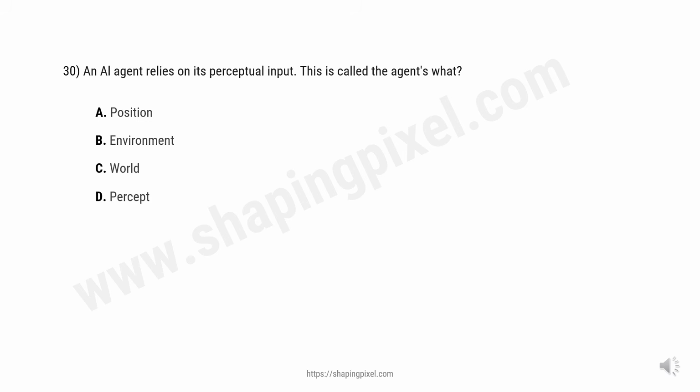Question number 30. An AI agent relies on its perceptual input. This is called the agent's what? Option A, position. Option B, environment. Option C, world. Option D, percept.